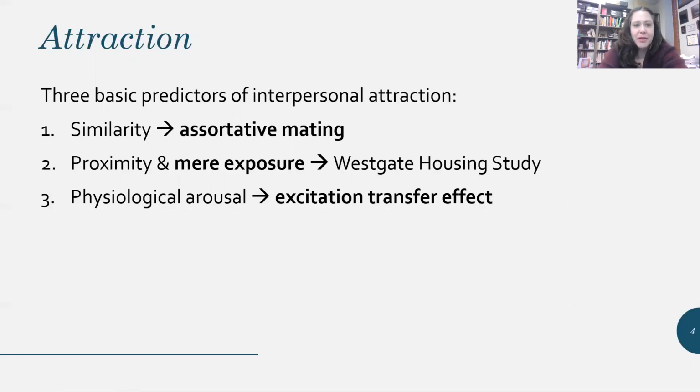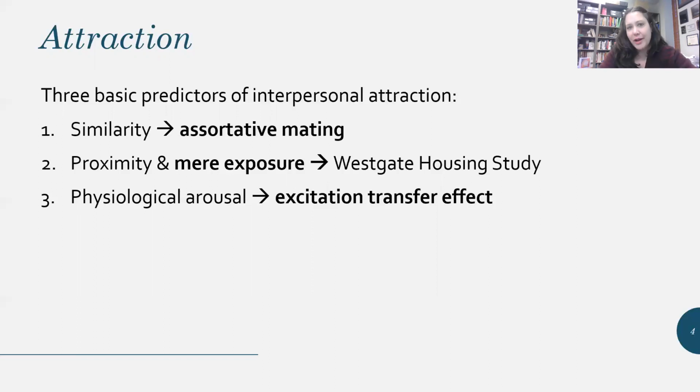Okay, the third factor in terms of attraction is called the excitation transfer effect. And this is the idea that we perceive physiological arousal in our bodies as attraction. So if I have noticed that whenever I'm around you, my heart rate increases and I sweat a little bit and I feel a little bit nervous, that might be interpreted as attraction to you, right? So my body is responding to you.